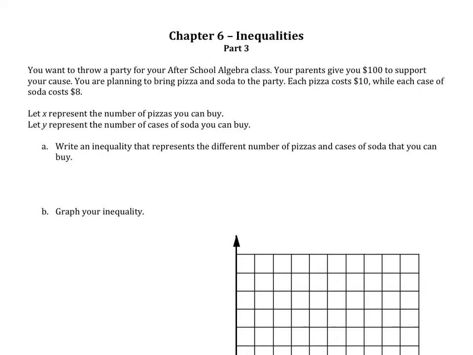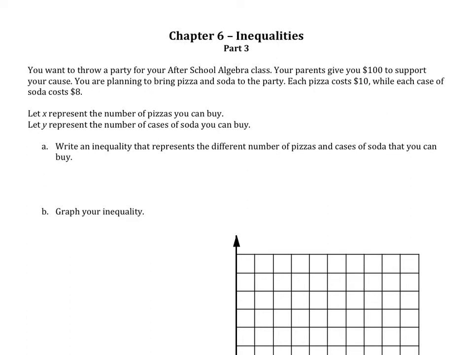So let's just jump right into the first example. It says you want to throw a party for your after-school algebra class. Your parents give you $100 to support your cause. You are planning to bring pizza and soda to the party. Each pizza costs $10, while each case of soda costs $8. Let X represent the number of pizzas you can buy. Let Y represent the number of cases of soda you can buy.